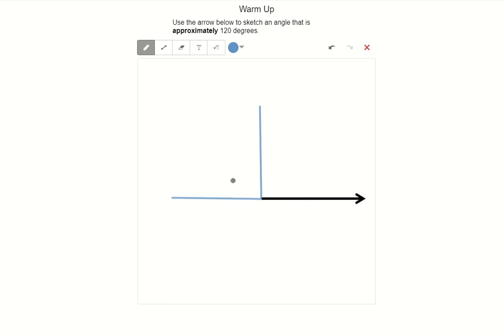90 is going to be, this whole thing's going to be 90, right? And 30 is 1/3 of 90. So we're looking at about a third of the way from 90 to 180. So something like that.